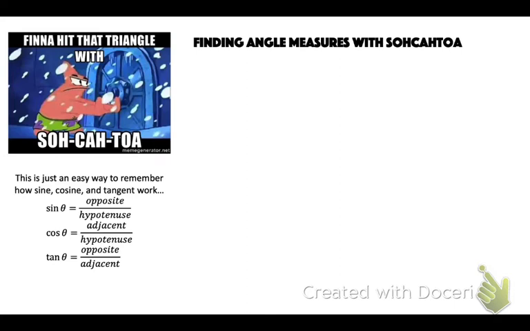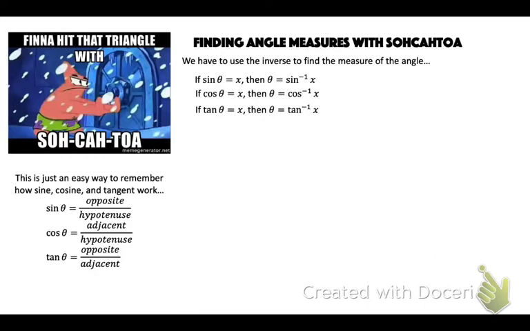Now let's find angle measures, okay? So for angle measures, we have to use the inverse to find the measure of the angle. So basically, if sine of theta equals x, then theta equals sine inverse of x. And same with cosine, same with tangent. So let's just work through the math of this.